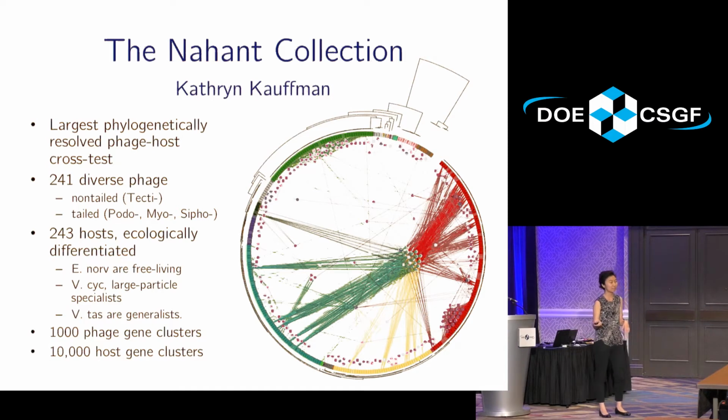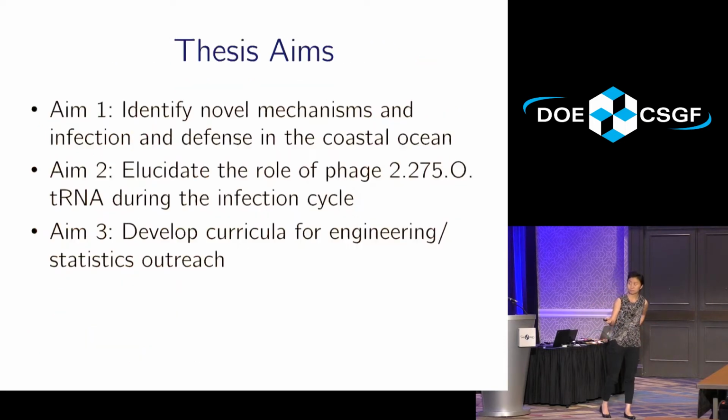We have also sequenced all the genomes of the bacteria as well as all the genomes of the viruses. So we can reduce this data down to 1,000 phage gene clusters and 10,000 host gene clusters and try to statistically infer what genes might be responsible for infection. My thesis has aim 1, which is exploratory data analysis, what can we find? Aim 2 is zeroing in on a specific interaction. And aim 3 is the communication aspect that we talked about this morning, developing curricula for statistics outreach. So I'll mainly cover aims 1 and 3 today.